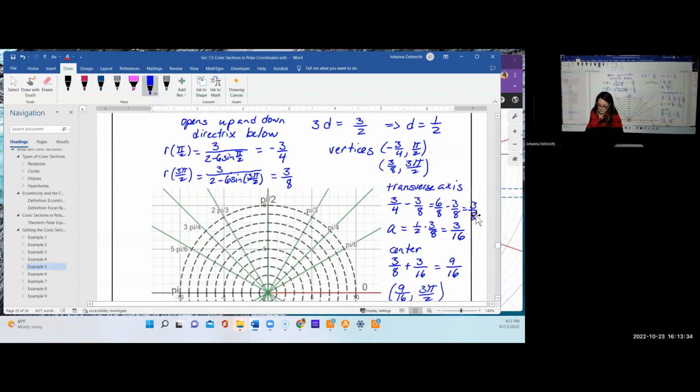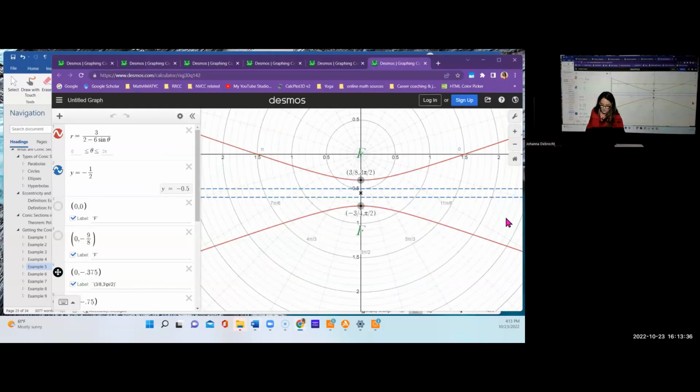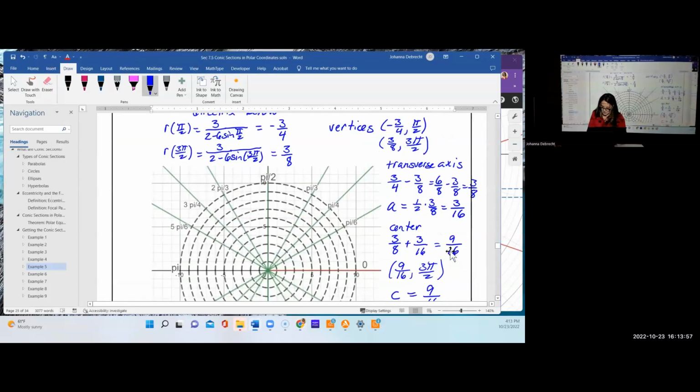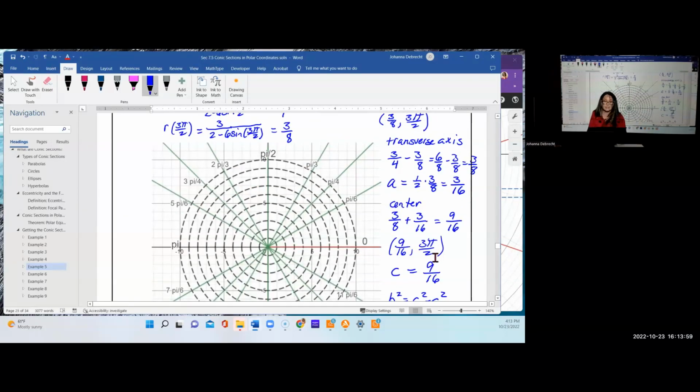So I know where the center's got to be. It's got to be halfway between those vertices. And I found that A, which is from the center to a vertex, is 3/16. So I can take 3/8 and add 3/16, which will give me the location of the center. Or I could take 3/4 and subtract 3/16, and that will also give me the location of the center. So the center over here turns out to be at 9/16 at 3π/2.